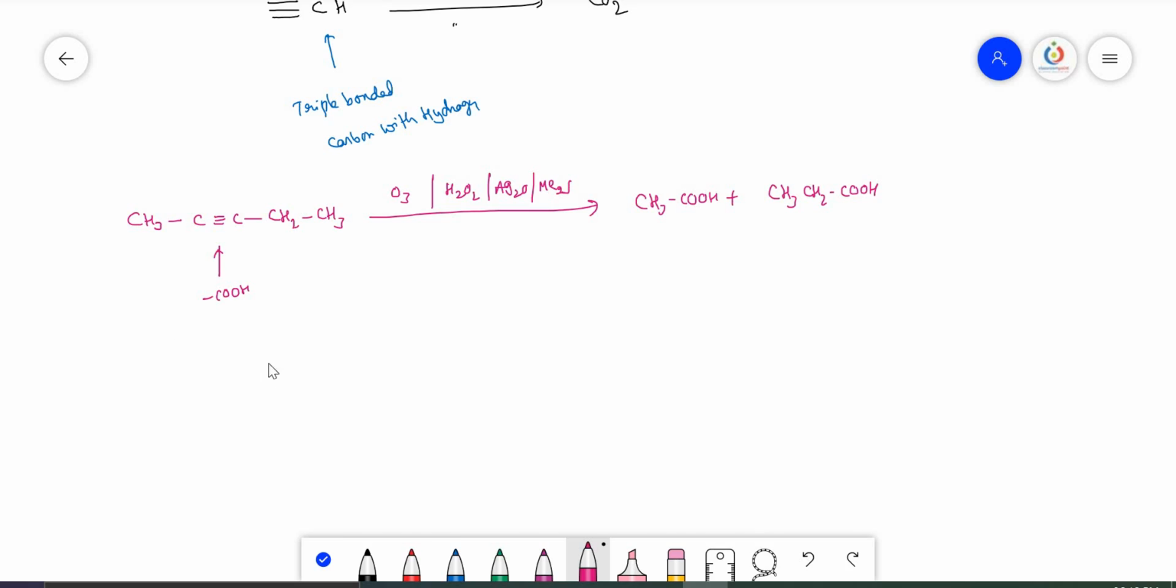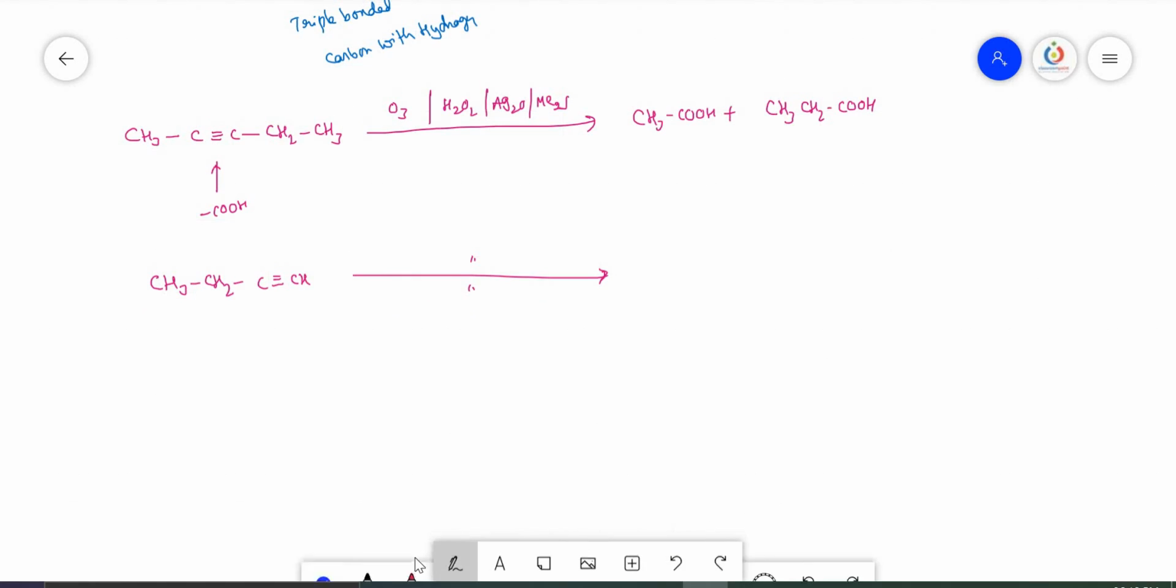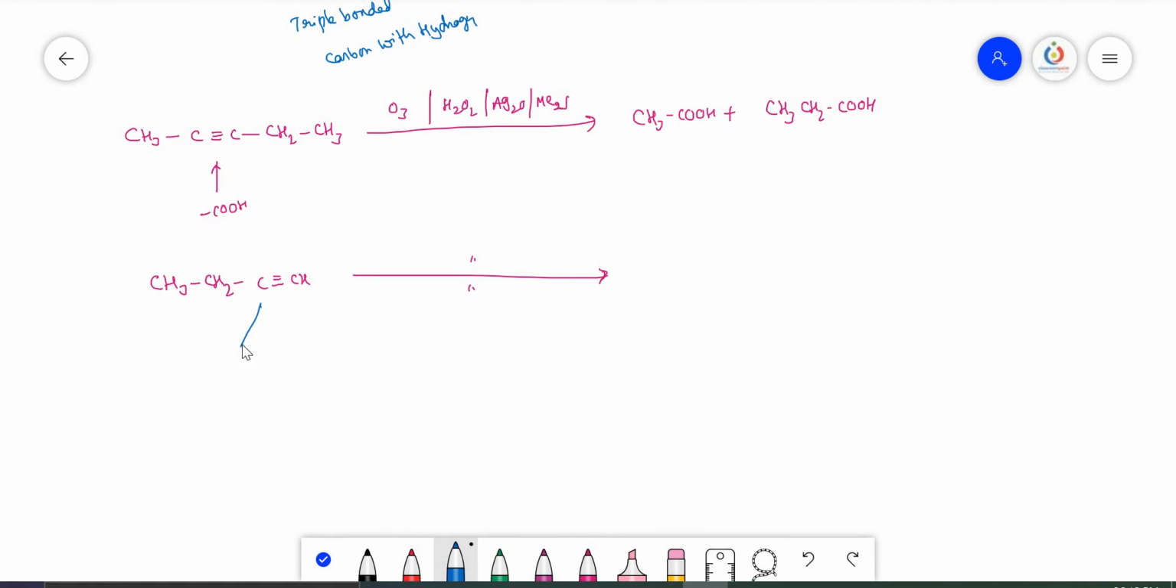Okay. Now we shall take one more molecule, CH3, CH2, C triple bond CH, with any of these reagents. Again this will be the COOH part, and this particular carbon will form carbon dioxide. So the molecule we are going to produce here is CH3CH2COOH plus CO2. So you must understand the basic concept behind this one.